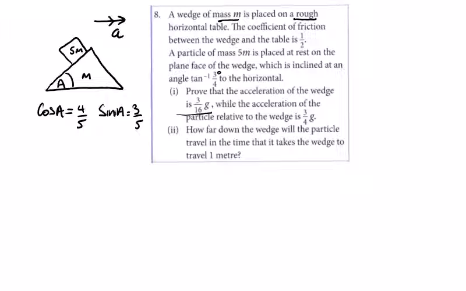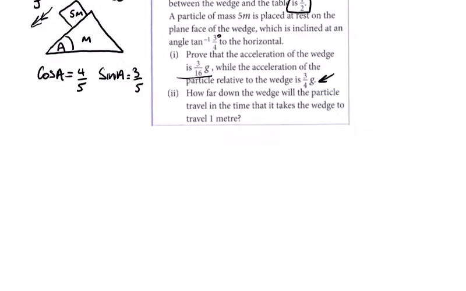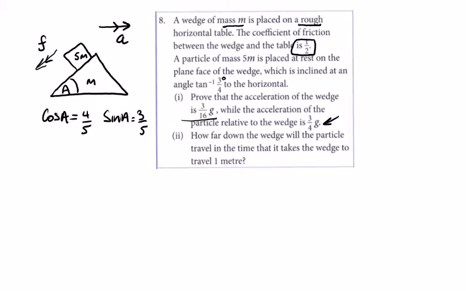So let's look at what they're asking us. Prove the acceleration and the acceleration relative as well. Okay, so we'll have an acceleration going down this way. We'll go back to calling it F. And friction is a half here. Okay, let's look at the particle first.